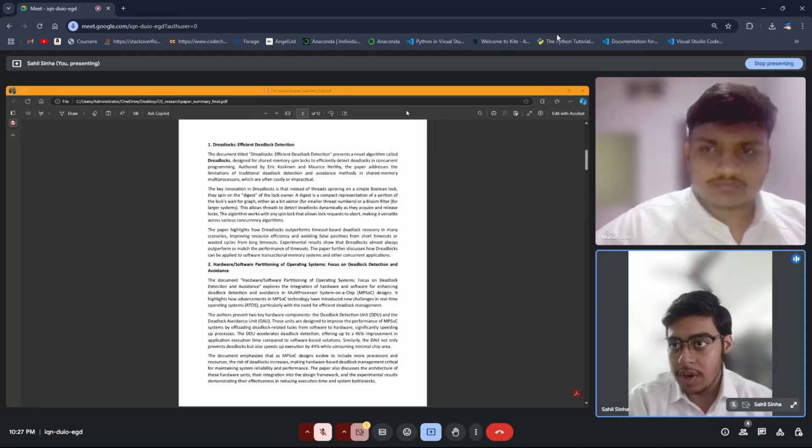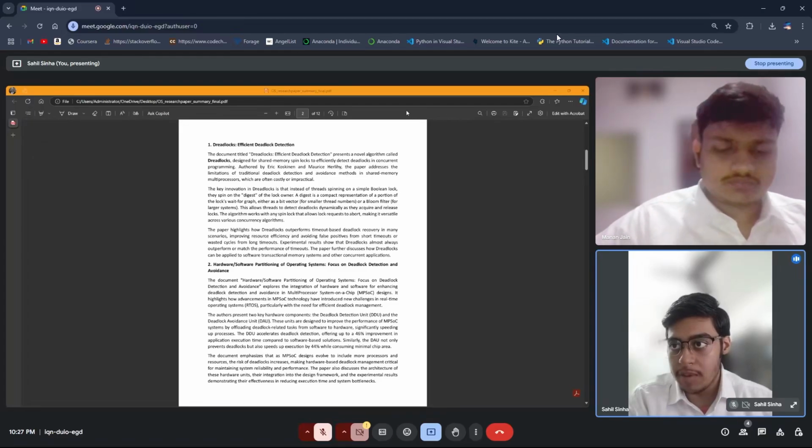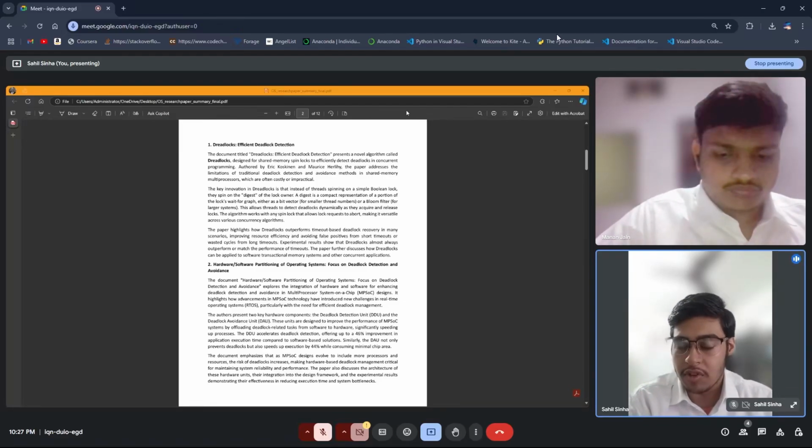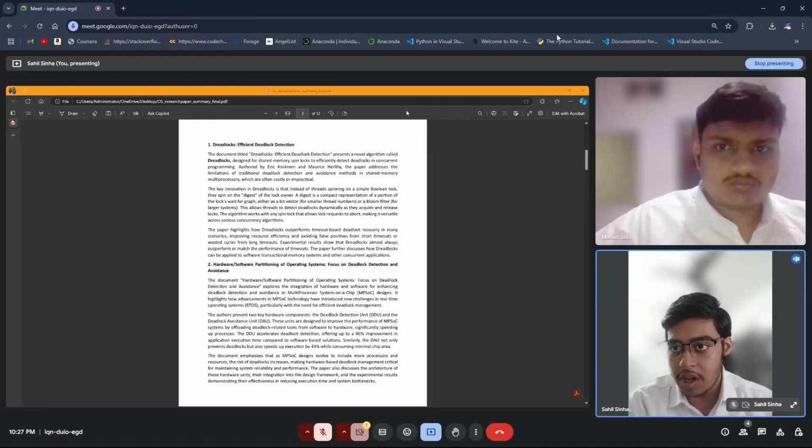The deadlock detection unit accelerates deadlock detection and it boosts the application execution speed by 46%. The deadlock avoidance unit prevents deadlocks while improving the execution speed by 44% with minimal chip usage area.